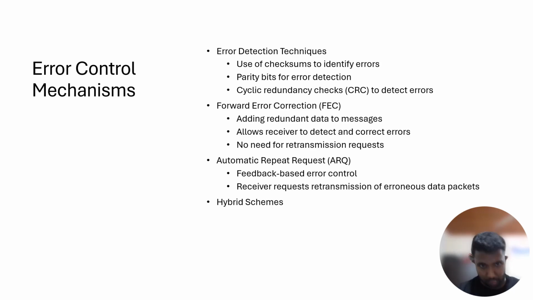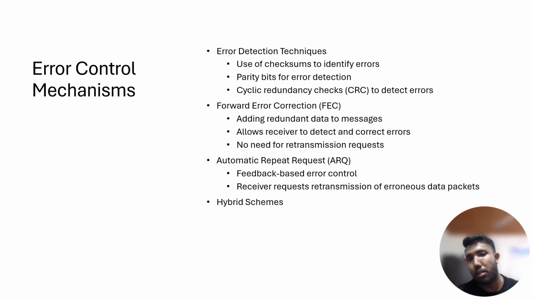This slide will explain the error control mechanisms in wireless systems. For reliable communication over inherently error-prone wireless channels, we employ various error control techniques. First one is error detection. Methods like checksums, parity bits, or cyclic redundancy checks identify errors but can't correct them.